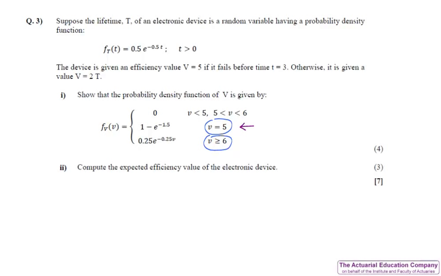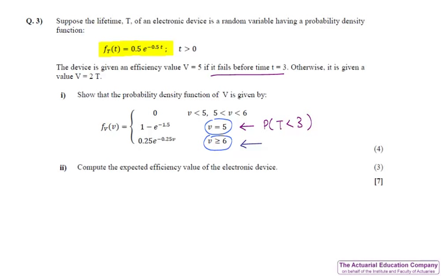V is given a value of 5 if it fails before time 3. So we simply have to work out the probability that t is less than or equal to 3 using our PDF. You could do this using integration, or by recognising it's an exponential distribution and using the CDF given on page 11 of the tables.